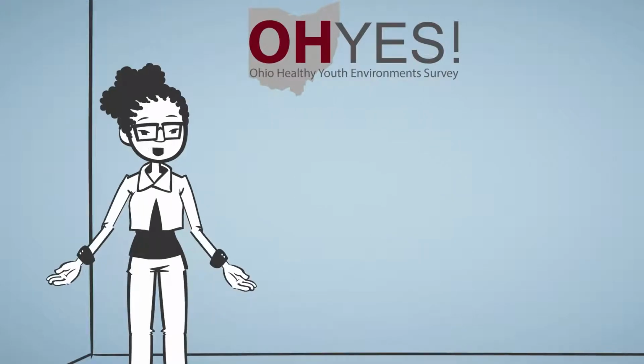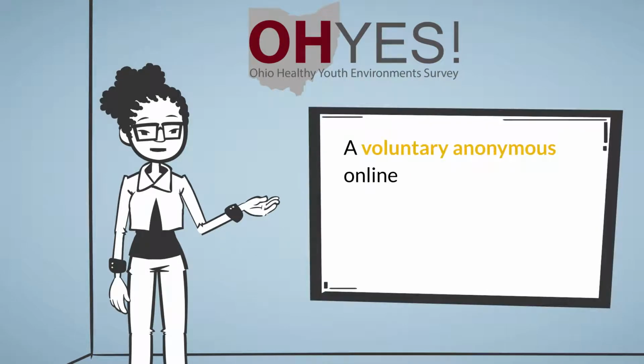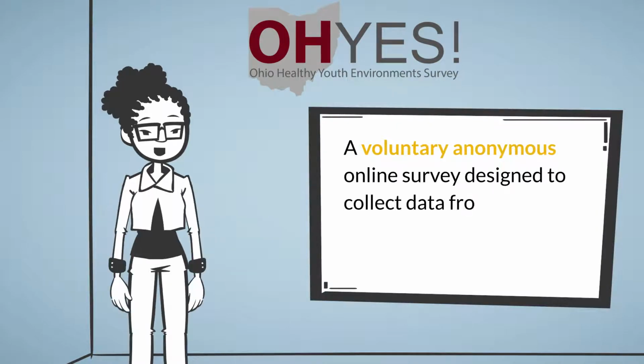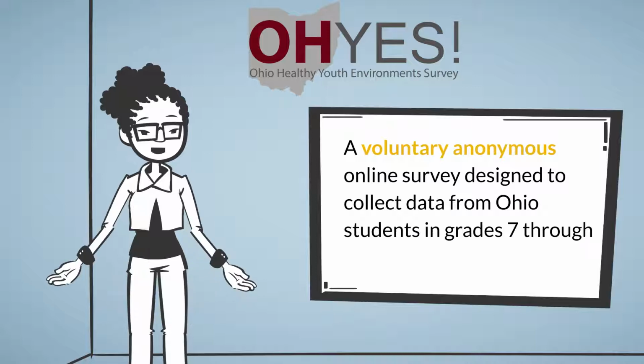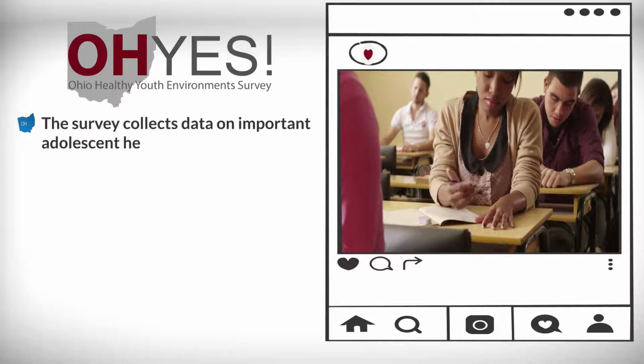OHYES, the Ohio Healthy Youth Environment Survey, is a voluntary, anonymous online survey designed to collect data from Ohio students in grades 7 through 12.